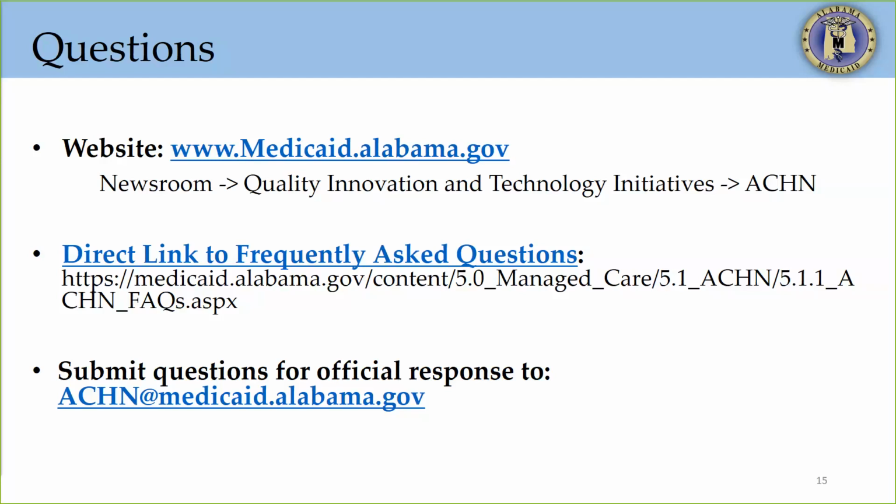Do only PCPs receive an attribution list, or do other providers also get them? This is a great question. Any provider who has any patients attributed to them will receive an attribution list. So even if you are a cardiologist, or an oncologist, and you have patients attributed to you based off of the care, you would be able to see your attribution list.